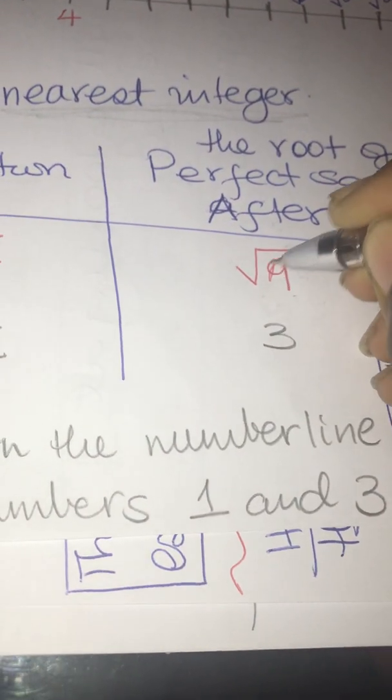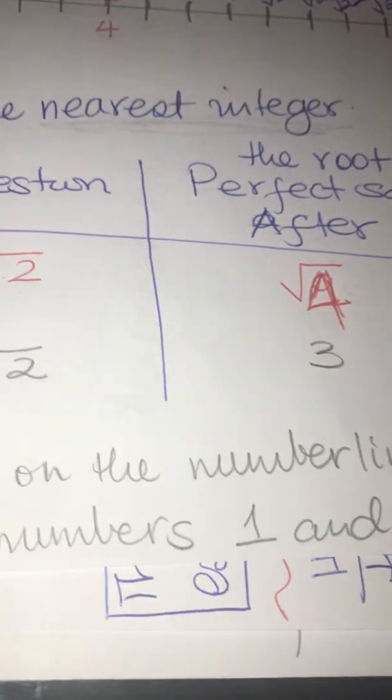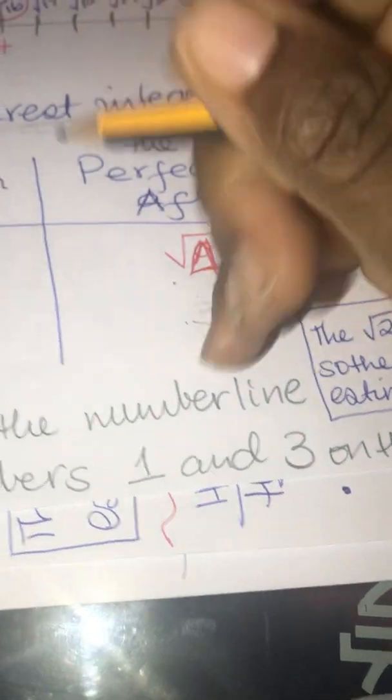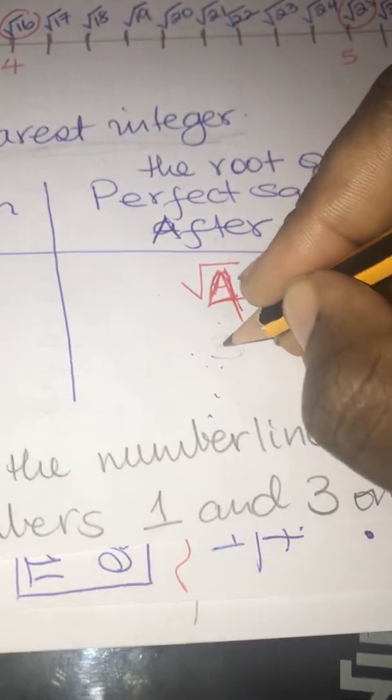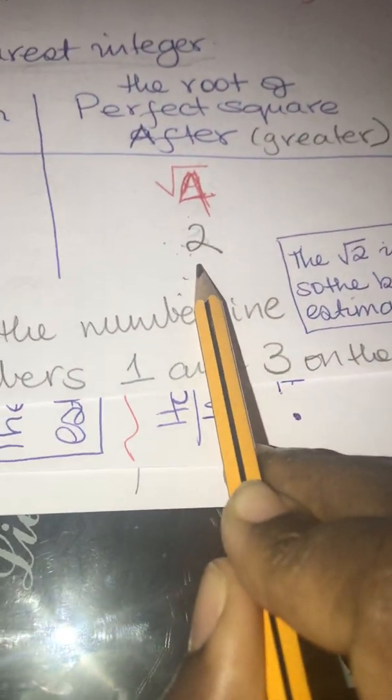And you want the square root of the perfect square after 2, which is, oh, I did this, not 9. This will be 4. Okay, this should be 4. So therefore, this is 2. Okay, so the square root of 2 is between 1 and 2.